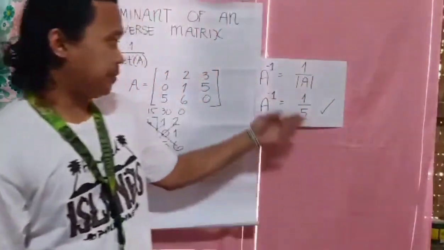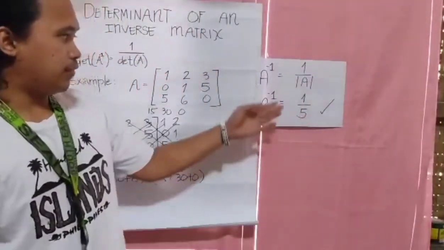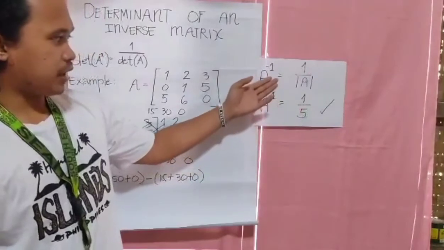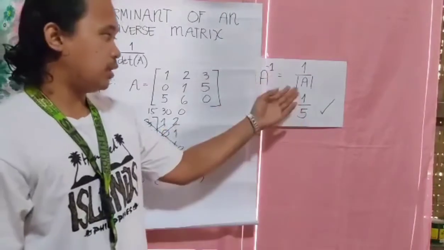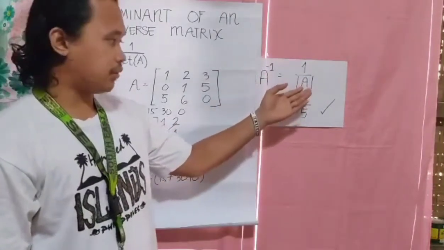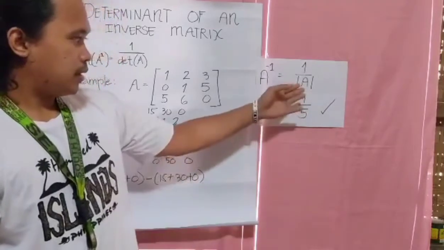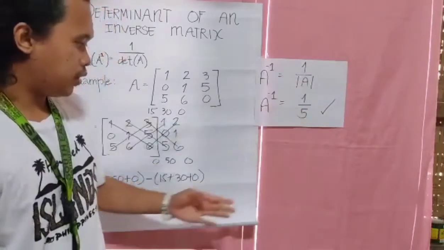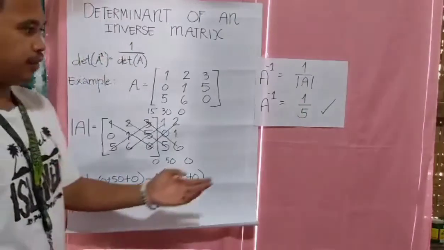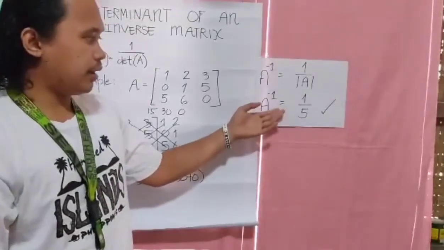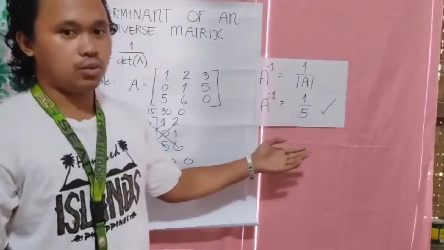Then, immediately follow the formula of the inverse of A. So A raised to negative 1 is equal to 1 over the determinant of A. Then substitute the value of the determinant of A, which is 5. So the answer for A raised to negative 1 is equal to 1 over 5.